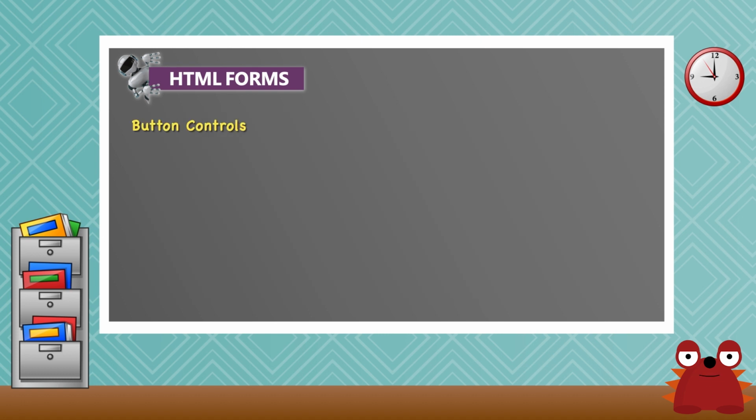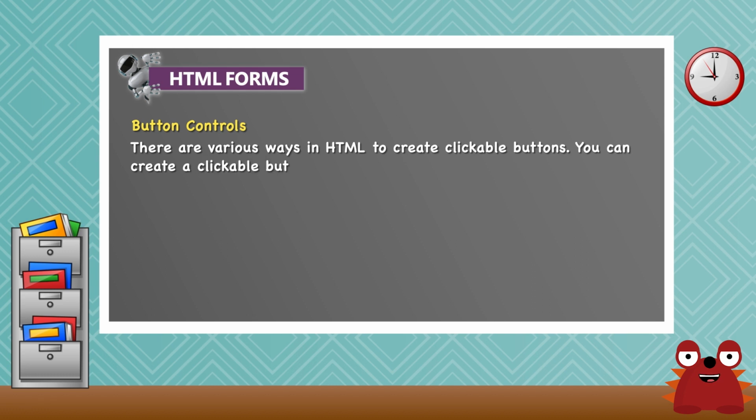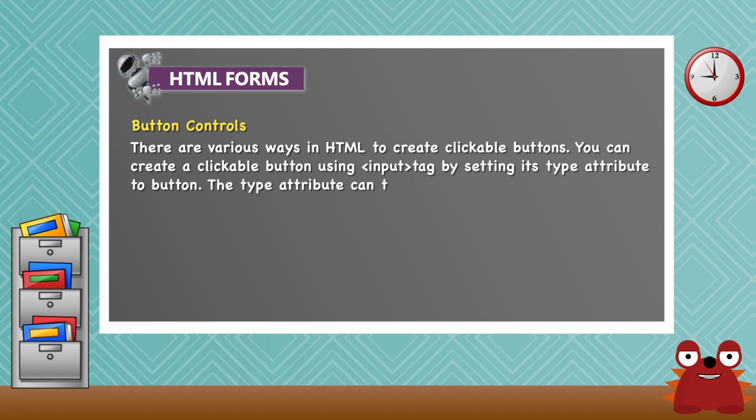Next is button controls. There are various ways in HTML to create clickable buttons. You can create a clickable button using the input tag by setting its type attribute to button. The type attribute can take the following values.